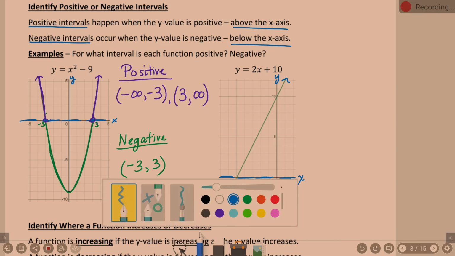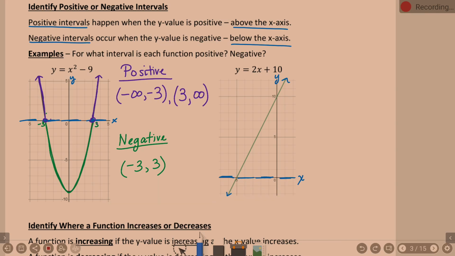What do you want to start with, positive or negative? Negative. Okay. What are we thinking? Where is my graph negative? Any place, just in words, any place it is what? Below the x-axis. So I think we can agree it is below the x-axis over here.